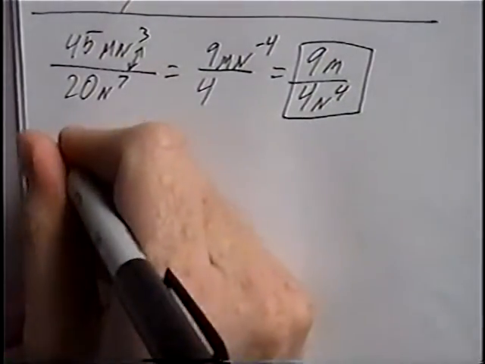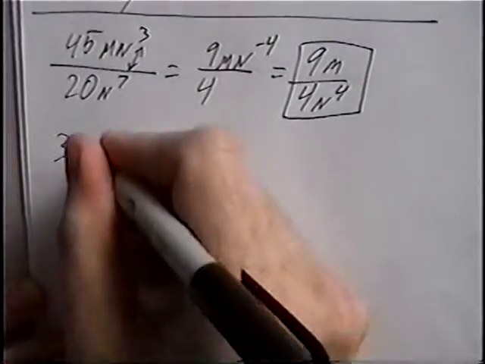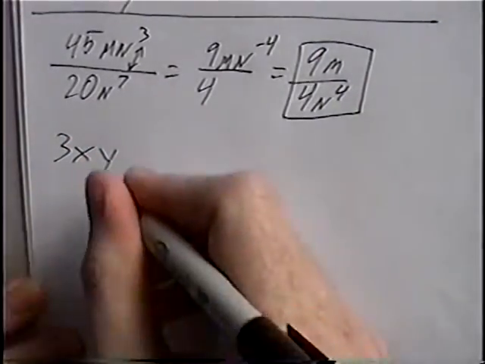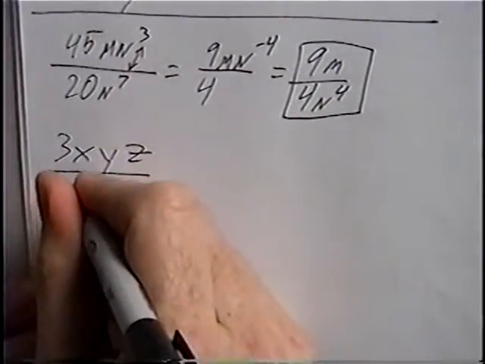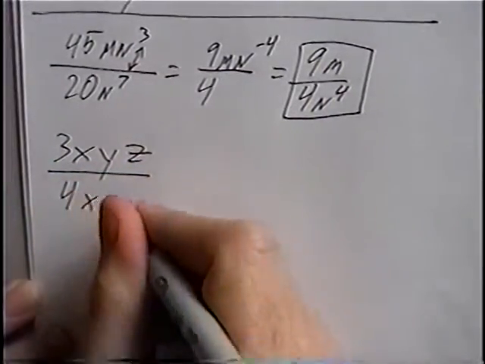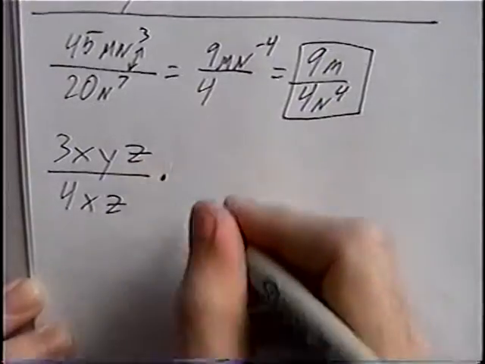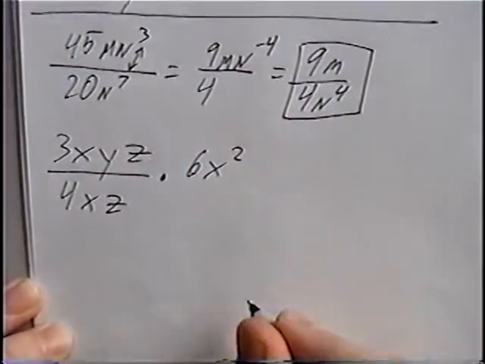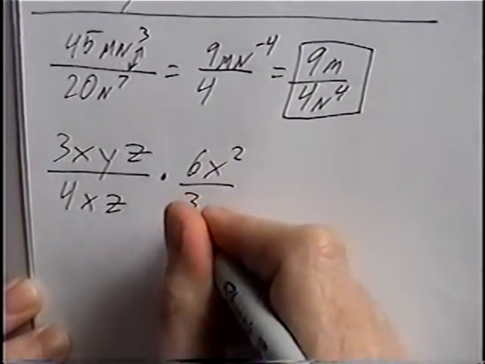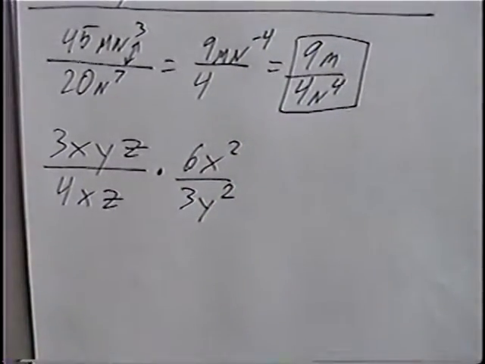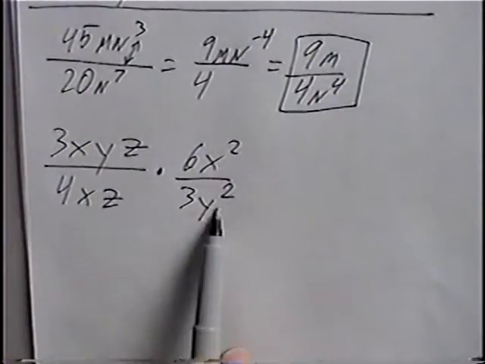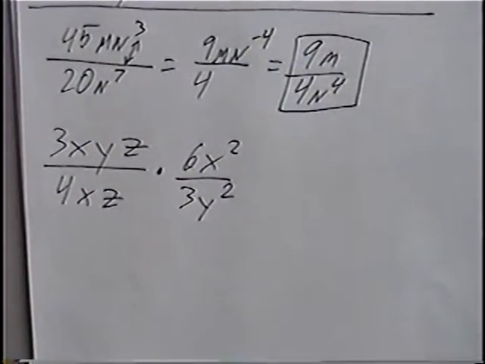Next question, which is the last question for this section. 3xyz divided by 4xz times a second fraction, 6x squared over 3y squared. There's two ways to solve this question. You could first multiply the fraction straight across and then simplify, or you can simplify before multiplying.